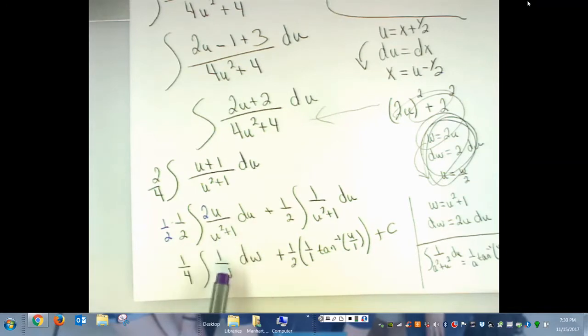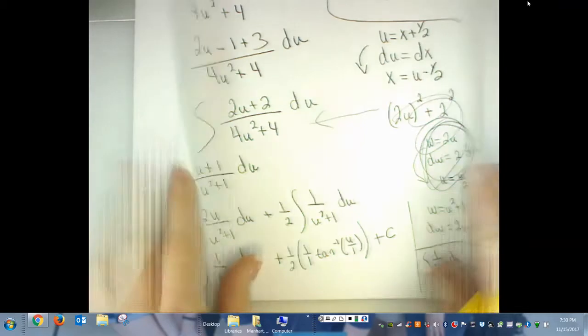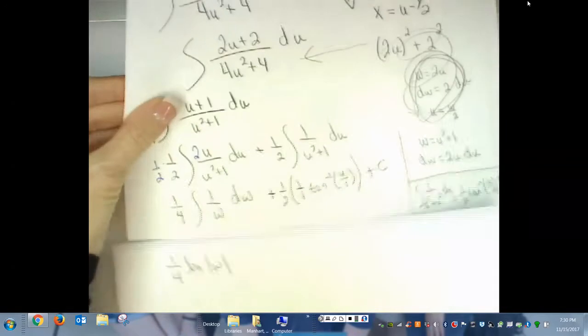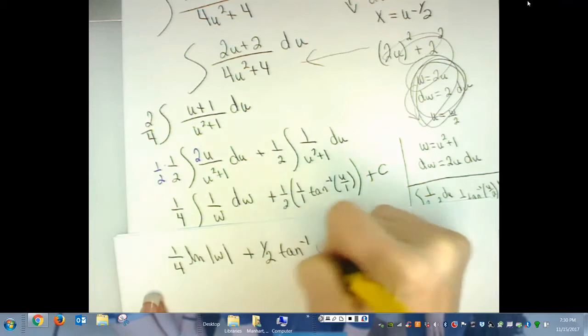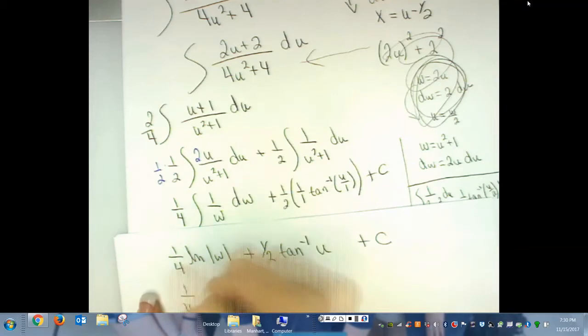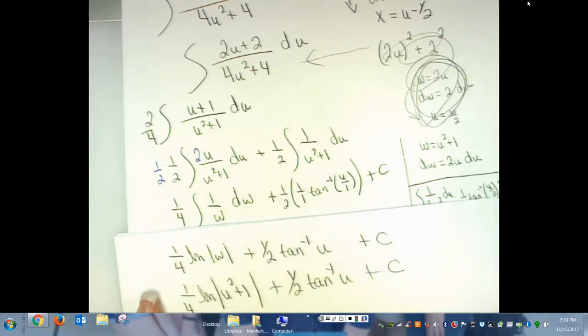So this one involved a round of u sub. This one involved looking at your inverse tangent formula. Then I know that I got to go all the way back to x regardless. So for this one, you can rewrite it as 1/4 and find its antiderivative, which by formula is 1/4 natural log absolute value of w plus 1/2 inverse tangent of u plus c. And I'll start by thinking about w, was u squared plus 1. Now we have a step where they're both in u, and u was x plus a half.